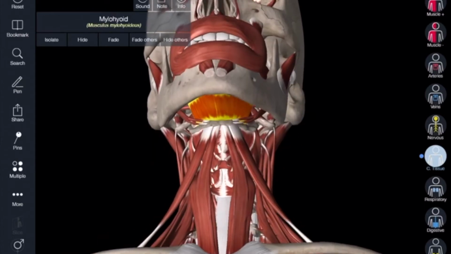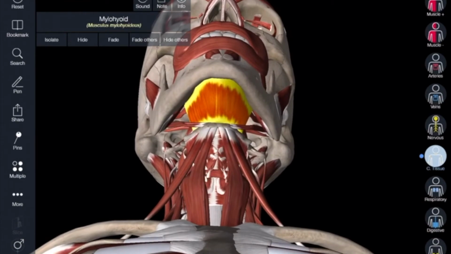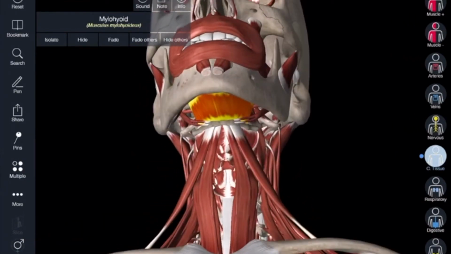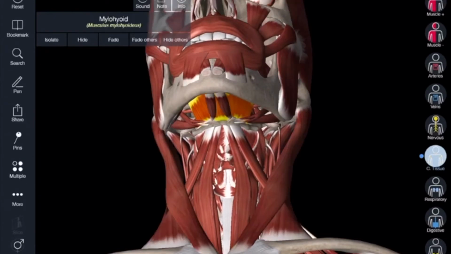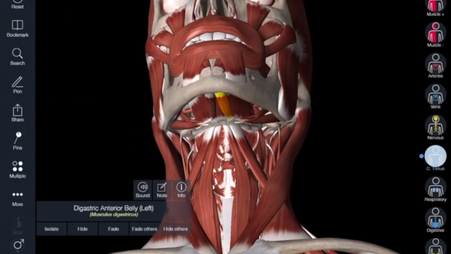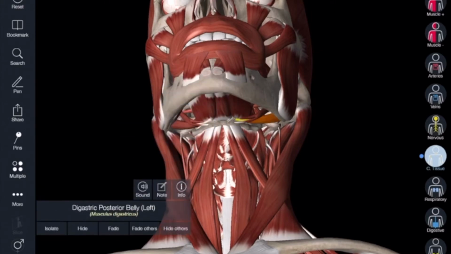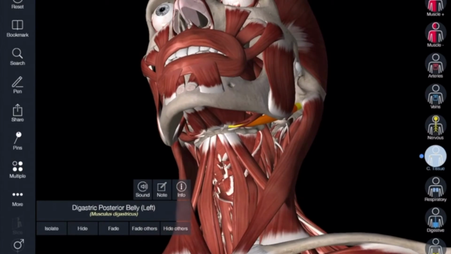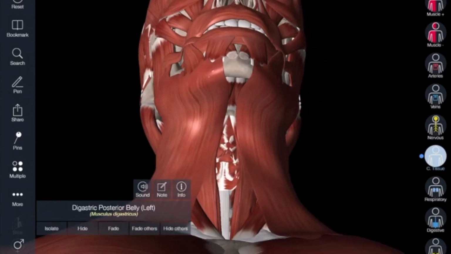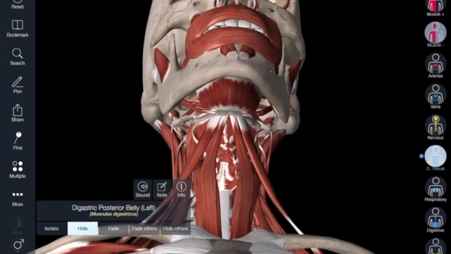The suprahyoids attach to the upper part of the hyoid bone. So that is one of them, mylohyoid. Let's see. Here's another one, digastric. Digastric actually has two bellies. This is the anterior belly. Here's the posterior belly. So there are two parts to digastric, or digastricus. Whoops, that's hiding them. Let's see more here.